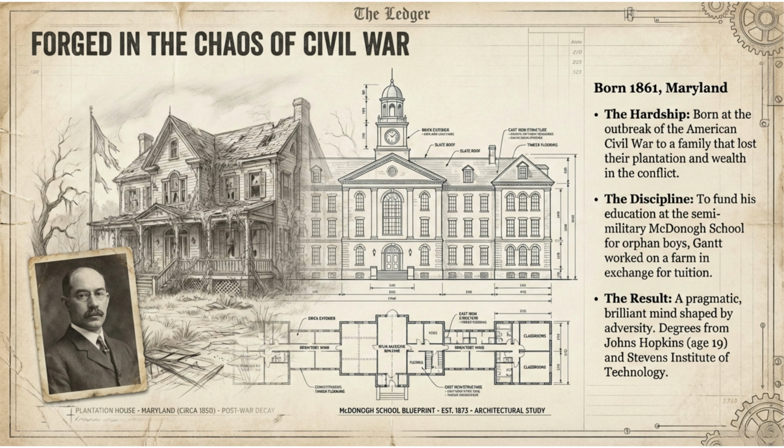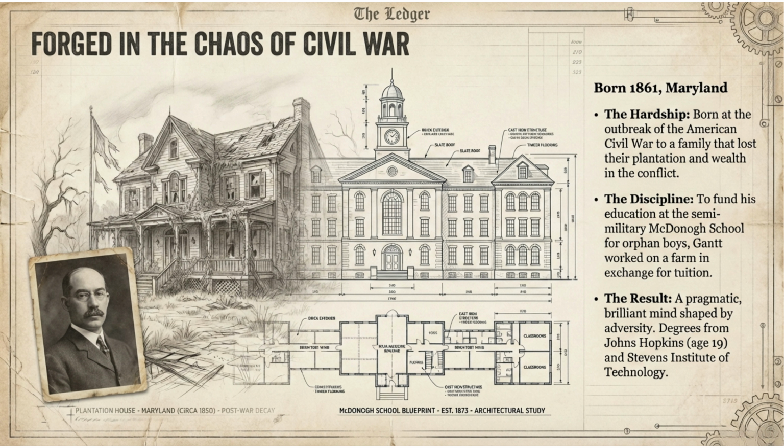Now, every great invention has an origin story, and Henry Gantt's is something straight out of a Hollywood film. Born in 1861 in Maryland, literally at the outbreak of the American Civil War, young Henry's family lost their plantation and wealth in the conflict. So right from the start, life was teaching him a very important lesson. Chaos is expensive, and someone needs to get organized.